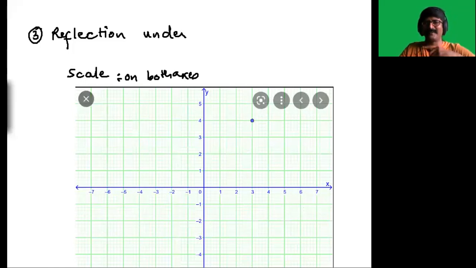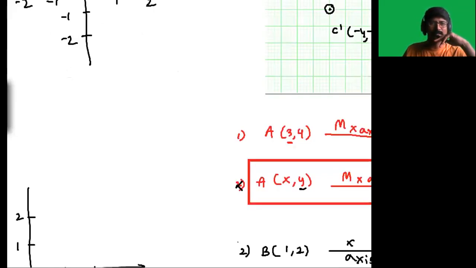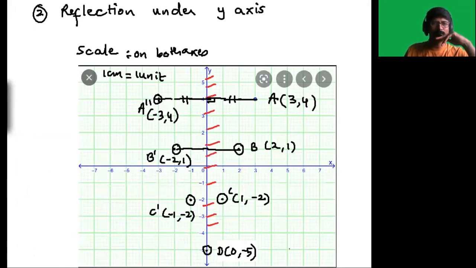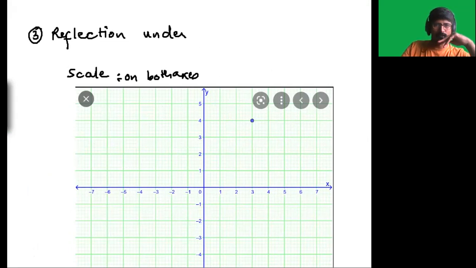Okay, students, I hope you understood what reflection under the x-axis is and what reflection under the y-axis is. Now it's time to learn something called reflection under origin. In this part of the video, we're going to see reflection under x-axis, y-axis, origin, double reflection, and invariant point. All the concepts we're going to finish in this particular video. I hope you are excited. Let's come back and see how to do all that.